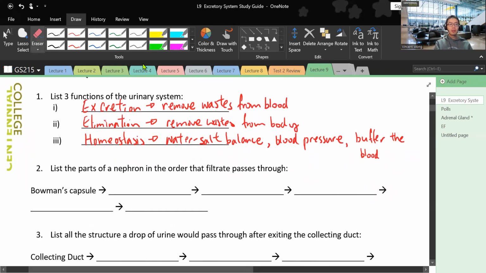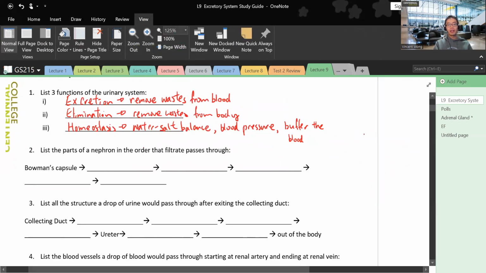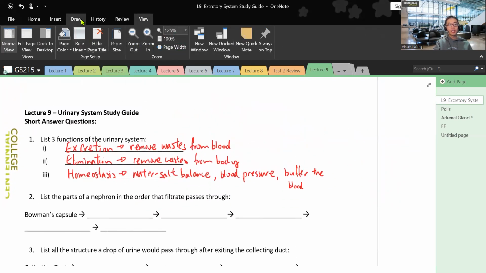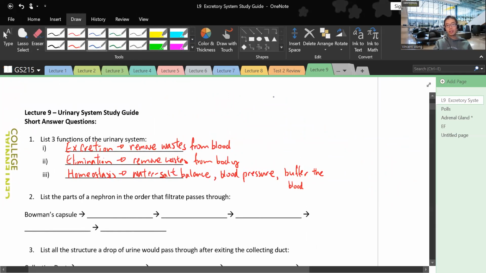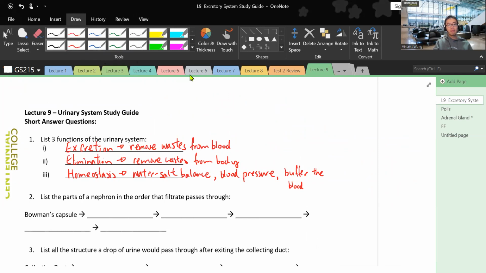Okay, so next we're gonna label the different parts of the nephron. I'm just gonna draw one over here on the side. You can draw it with me. So I know earlier when we were just sketching it, I did it like this, right? Okay, so now we're gonna do a slightly better version of it.